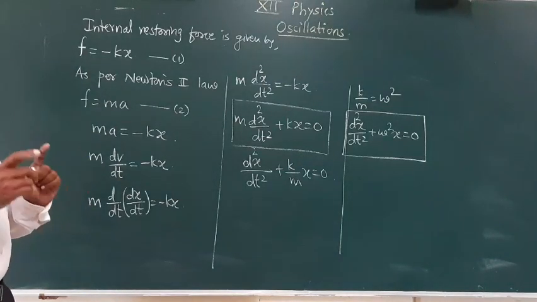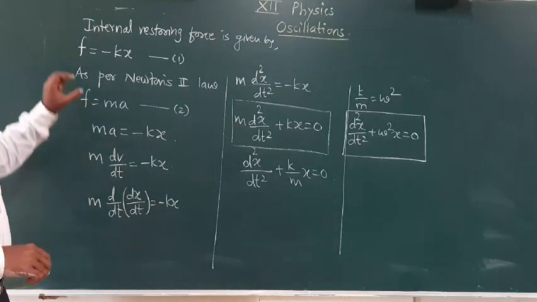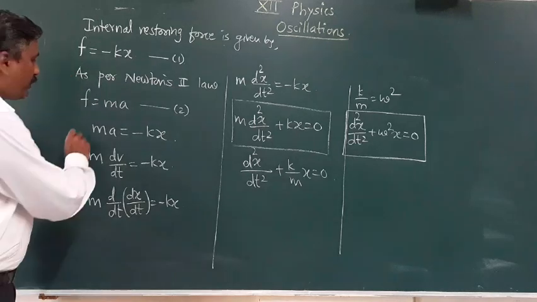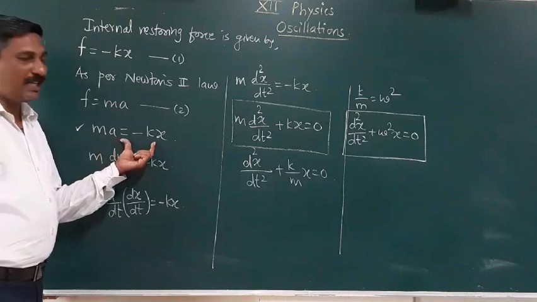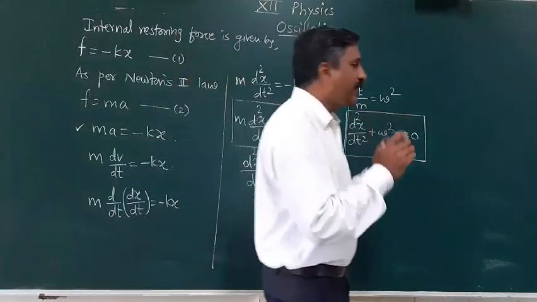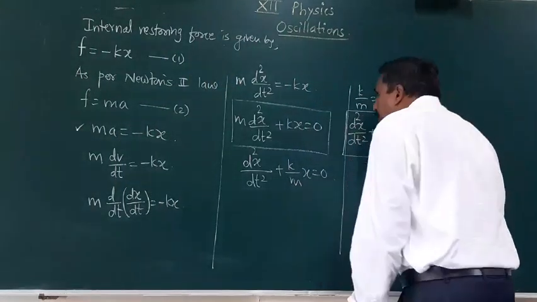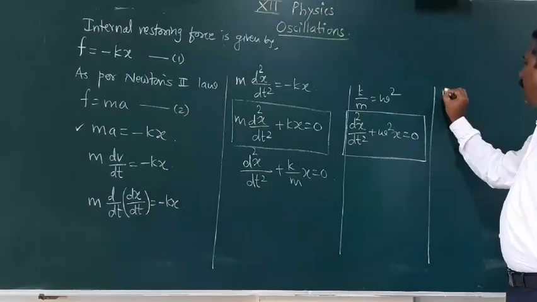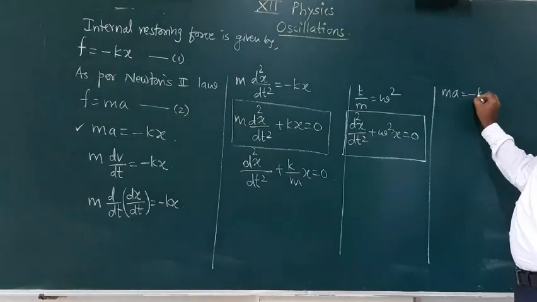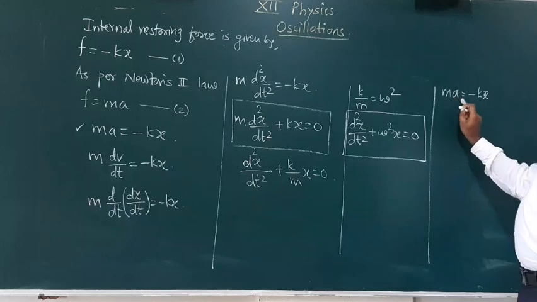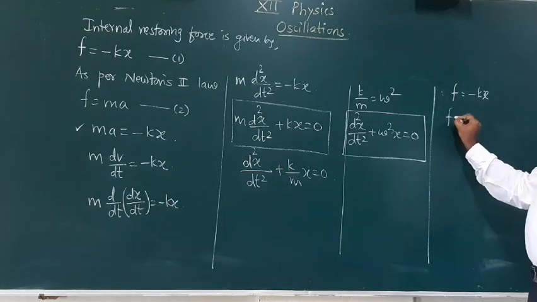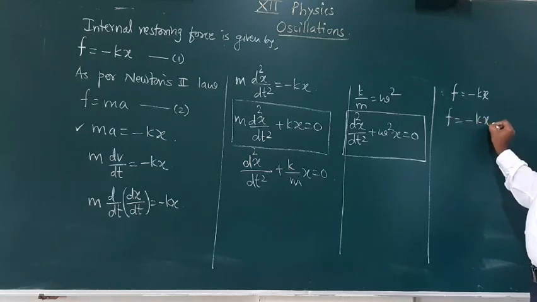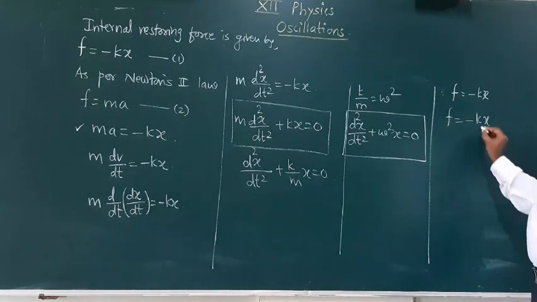But before studying that differential equation, let's come to this part. m into a equals minus kx. It gives one definition of acceleration. m into a equals minus k into x. But what is this m a? It means my force. So F equals minus k into x. This part is clear. Let k be my spring constant.